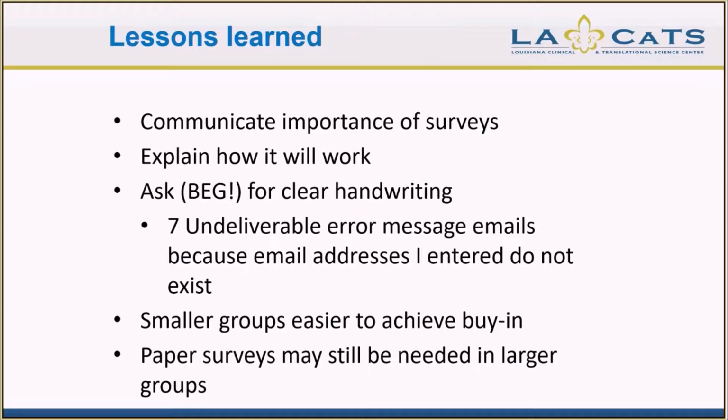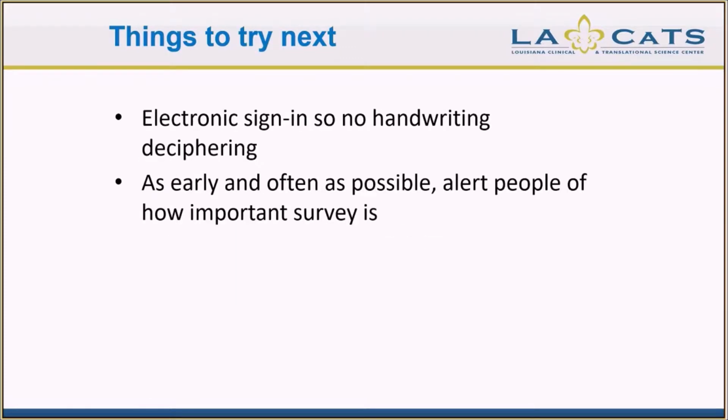One of the things I noticed after the fact is I received 7 undeliverable error messages, when the mailer daemon, whatever that is, sends you something saying this email does not exist. That's because I couldn't read the handwriting correctly and I entered an email address that does not exist. But it was definitely easier to achieve buy-in amongst the smaller work groups. And it's going to be important to remember that paper surveys may always play a role.